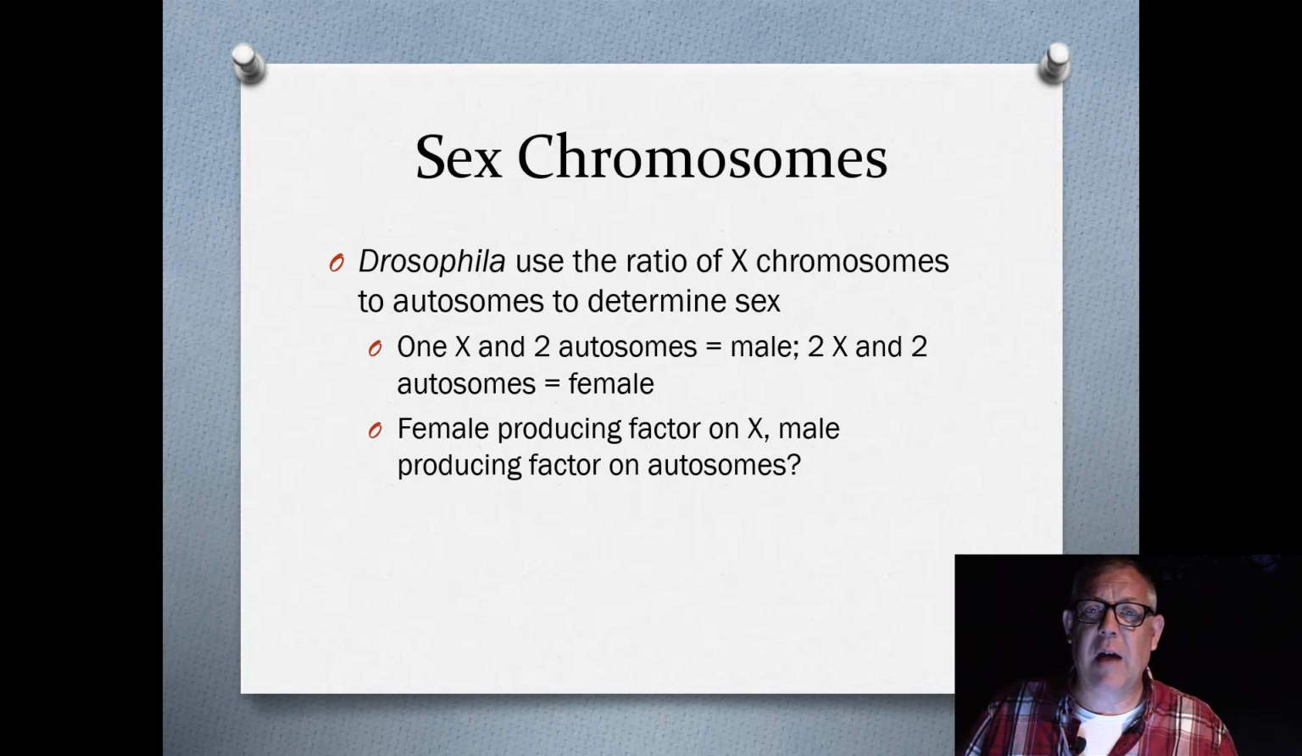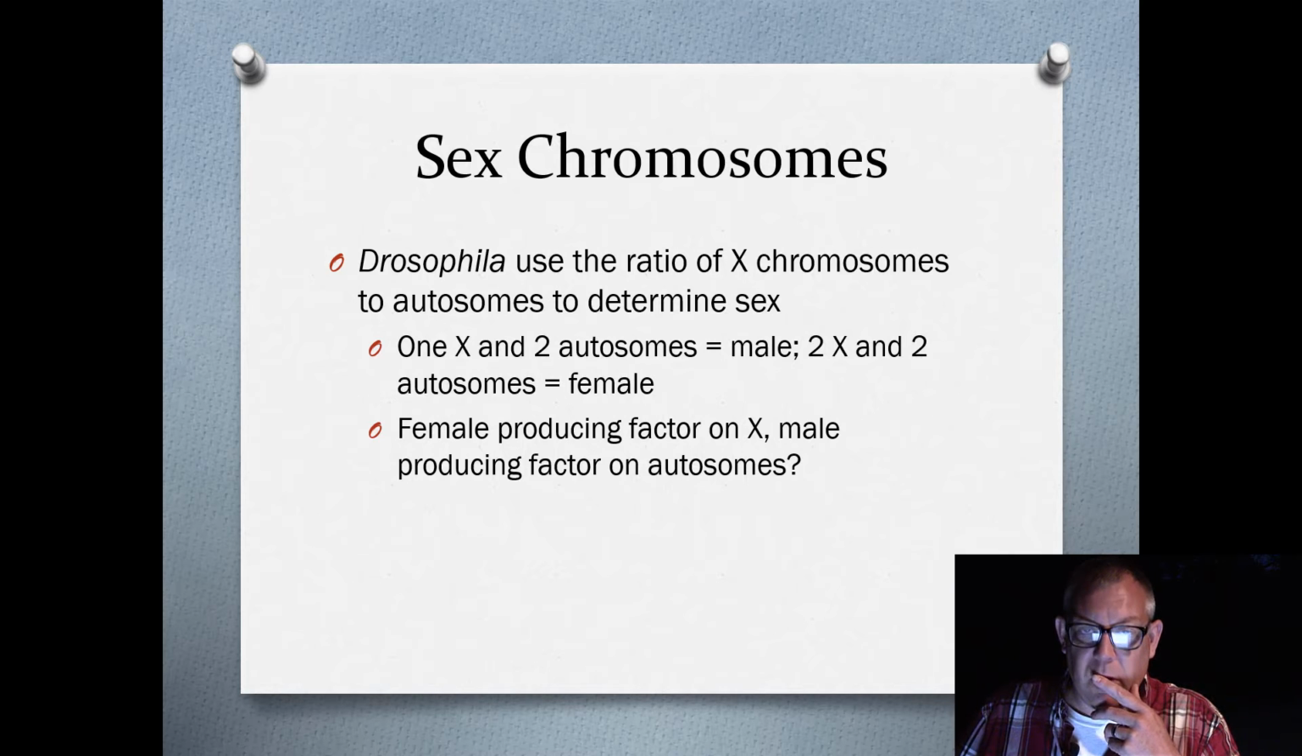Drosophila, you're familiar with Drosophila, fruit flies, right? They use the ratio of X chromosomes to autosomes to determine sex. So they don't have many chromosomes. And so if they have 1 X chromosome and 2 autosomes, the regular body chromosomes, the non-sex chromosomes, that Drosophila will be male. If they have 2 X and 2 autosomes, that Drosophila will become female. And so it's just about the dosage of that X chromosome.